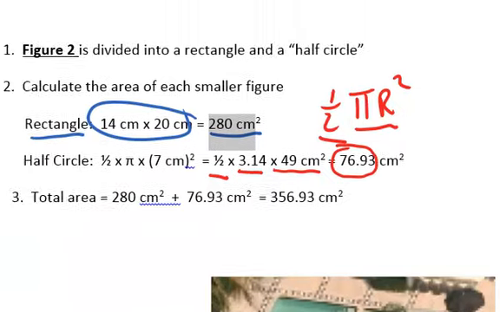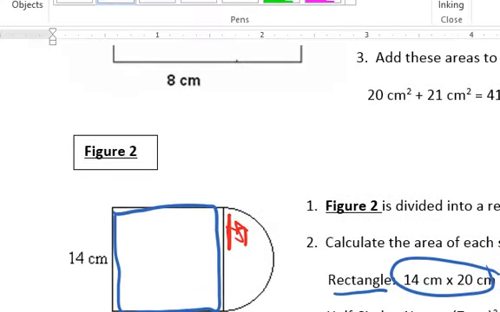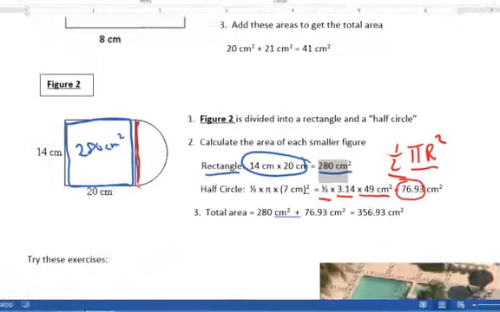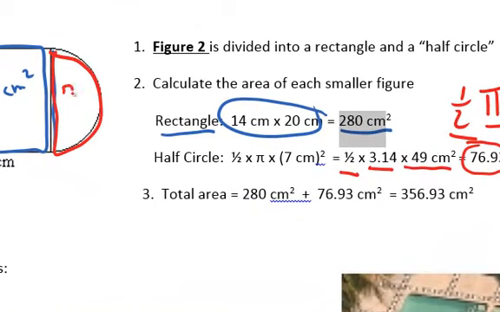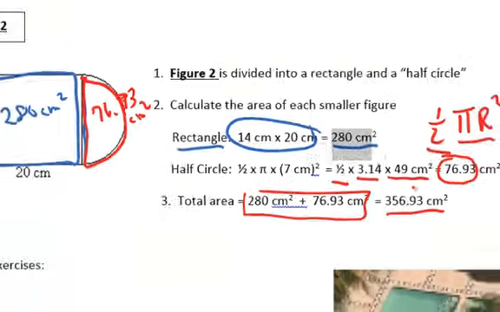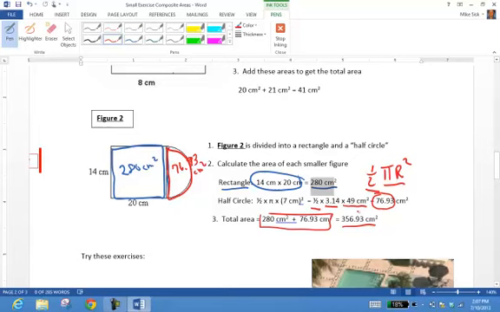So you're going to take the answer that you got for the first part, that was 280 square centimeters, and the part that you got for the half circle, 76.93 square centimeters, and you'll add those numbers together. When you add these numbers together, you'll get the total 356.93 square centimeters.